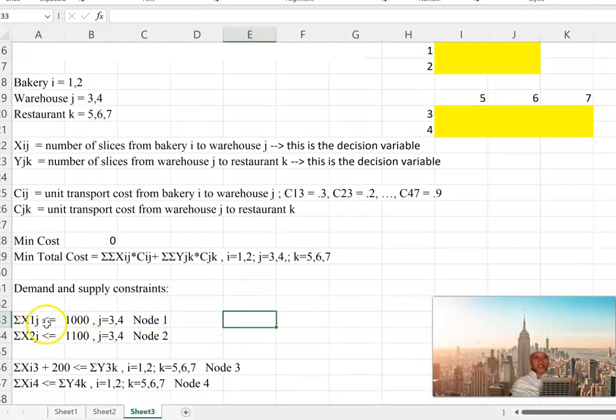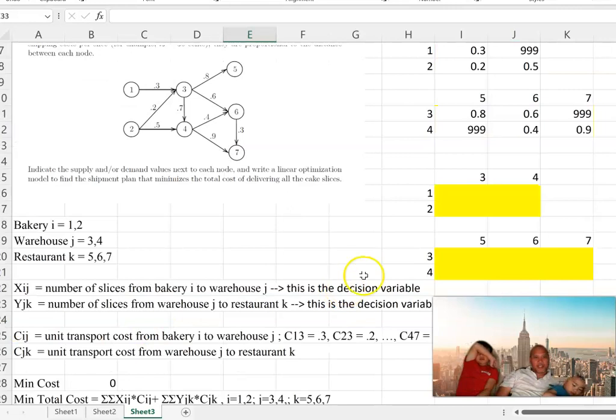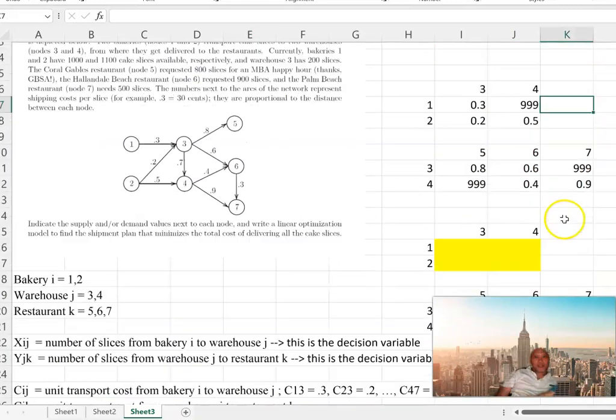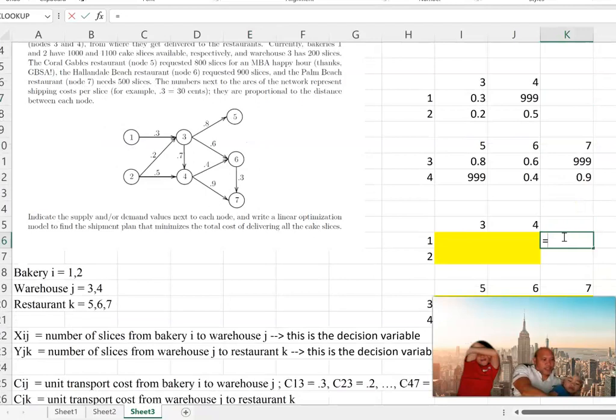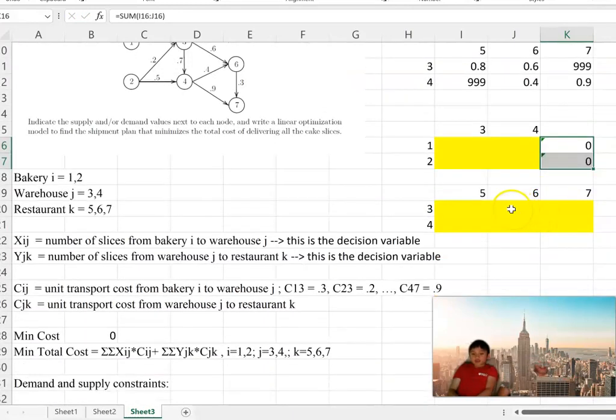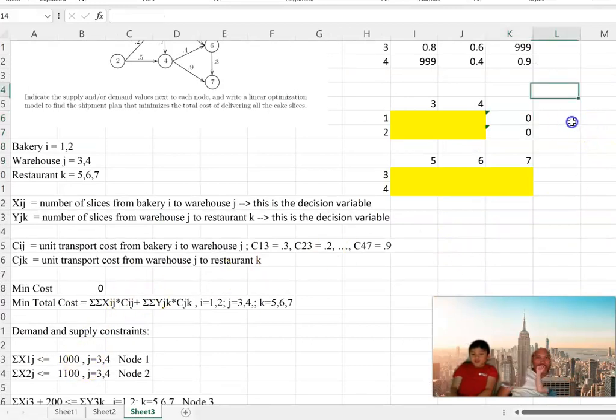So we say everything that goes out of 1 must be 1100. So everything that goes out of 1, it's going to be this equals sum. Goes out of 1 there, and this is everything that goes out of 2. We say that it has to be less than or equal to 1100. Less than or equal to, this one is 1000. Okay, 1000 and 1100.